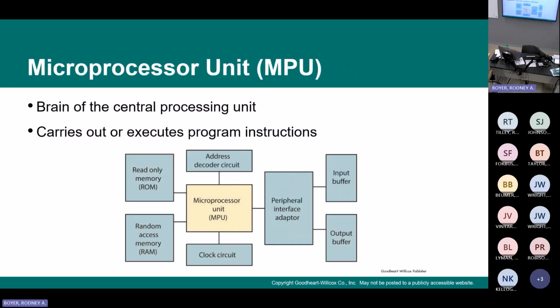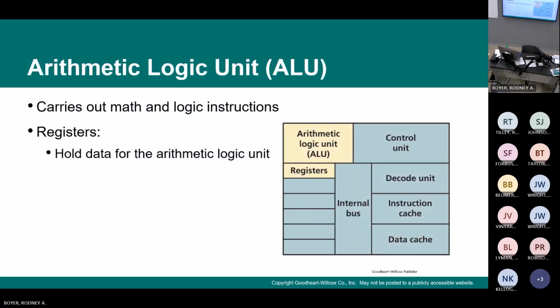The microprocessor unit is the brains, carries out or executes program instructions. Inside the CPU, you have the ALU, or arithmetic logic unit, and then the registers for the ALU. Anybody want to take a stab at what an arithmetic logic unit would do? Arithmetic. That's where the controller processes its math functions: add, subtract, multiply, divide.